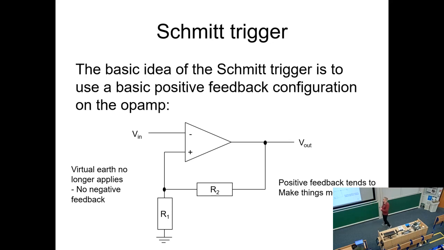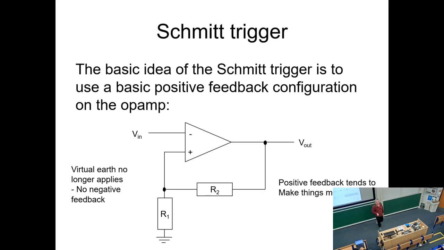So if we were to wire up our non-inverting amplifier wrong, with the input terminals the wrong way round, we'd end up with this, which happens a lot in the labs. And what you've then made is something called a Schmitt trigger, presumably named after Mr. Schmitt. I triggered him. What this does is get rid of the negative feedback, because we're now feeding back to the positive input.